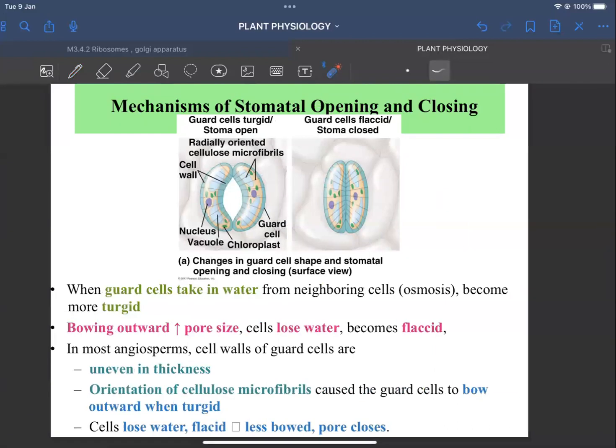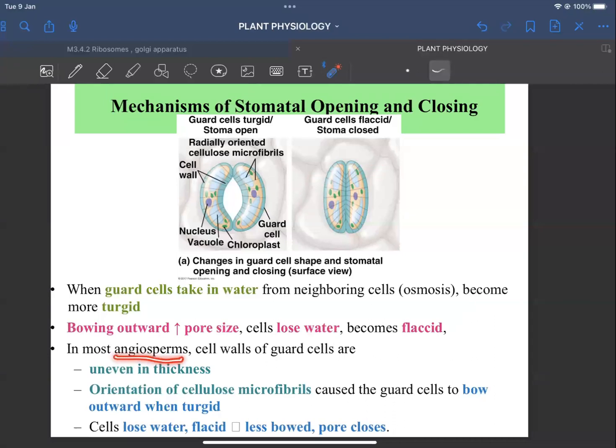When the guard cells take in water from the neighboring cells through the osmosis process, from higher water potential to lower water potential, it's going to be more turgid. So it is going to expand the guard cells. What happens is it is going to bow outward, increasing the pore size in terms of the diameter. And when the cells lose water, they are going to be flaccid because of the lack of water.